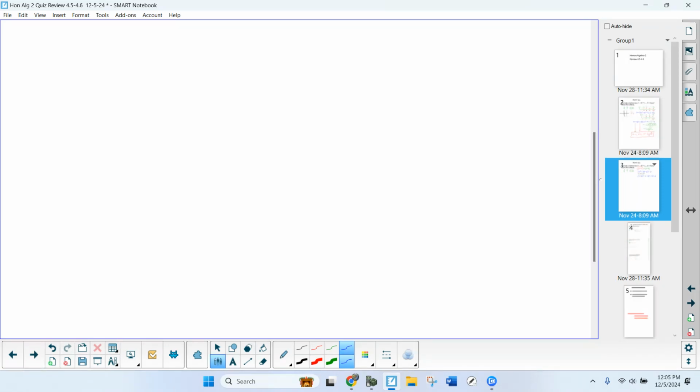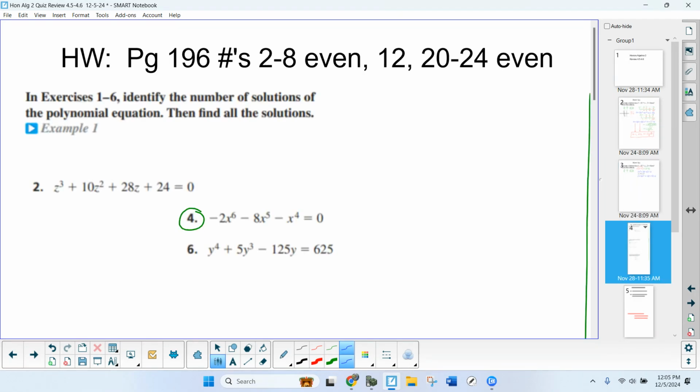Okay, homework. You guys said on the homework that you did not like number 4. Is that right? Okay. There's lots of different ways to do this. I'm not loving that negative there. I'd probably take that out. I don't know if I did that on here or not. No, I did. What's my GCF? What's my GCF that I could pull out of this one right away?